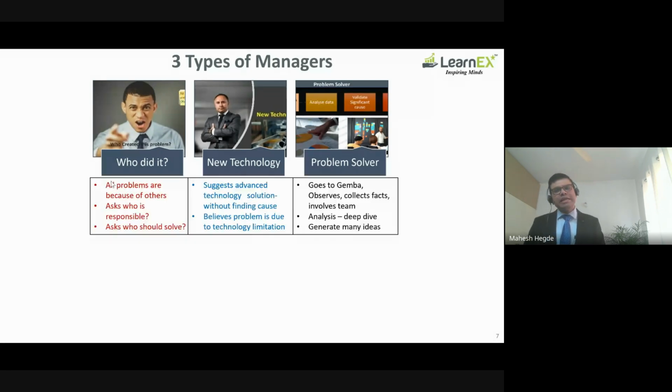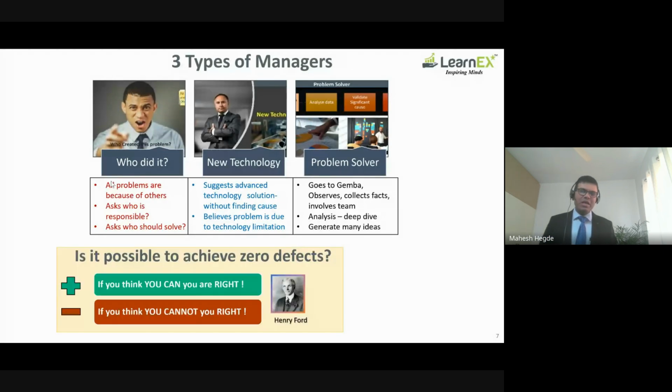And all three kinds of people are there. It is very important to develop the third type of managers, who are the problem solvers. When there is a problem, one thing that comes to mind is people think, I can't do it. It is like saying that I can't win the match before even playing. So it is important to think I can. That's why Henry Ford said that if you think you can, you are right. And if you think you cannot, then also you are right. Because if you think you cannot, you'll find all the ways why you can't solve the problem.